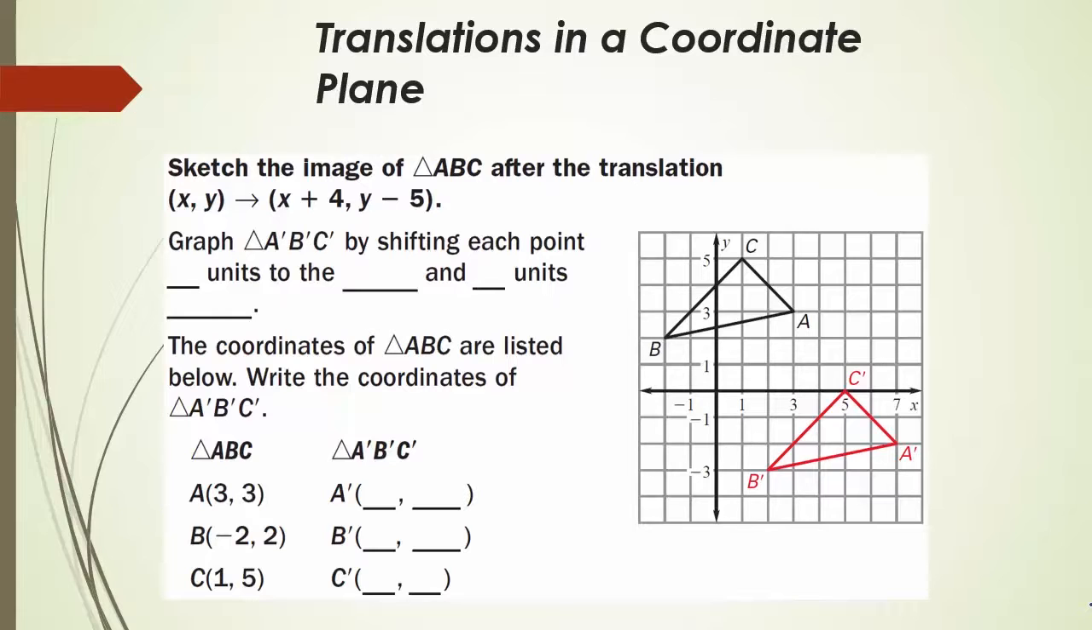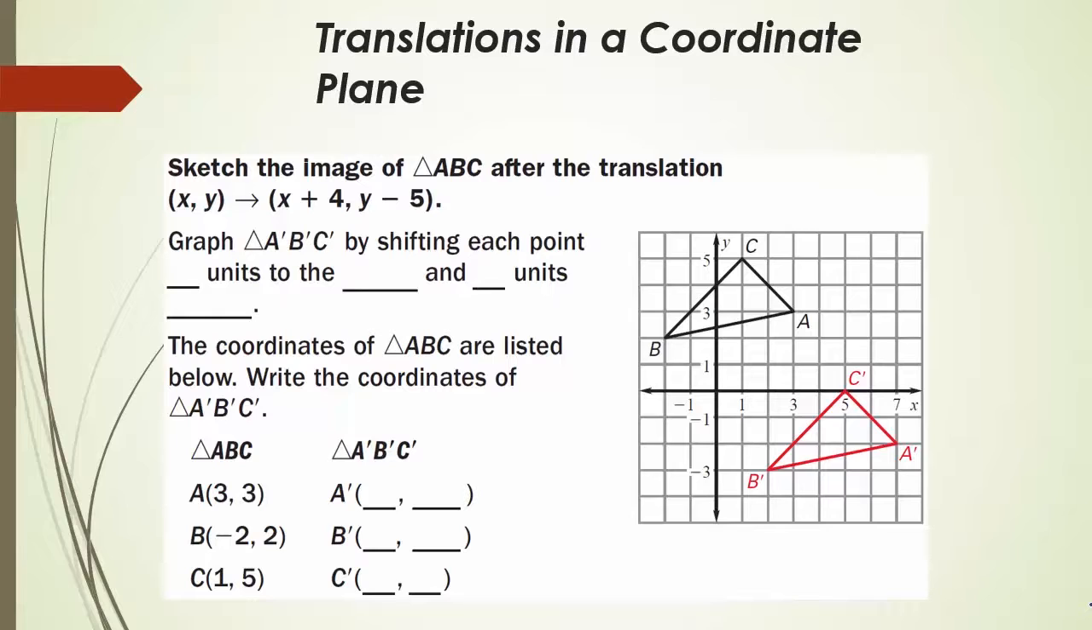Basically, whenever we see a plus and a number, that means we are translating in the positive direction. So we're either moving up or we're moving to the right, depending on whether it's the x or y. And then if we see a negative sign, then we're moving in the negative direction. So we're either moving to the left or down, again, depending on which coordinate it is.